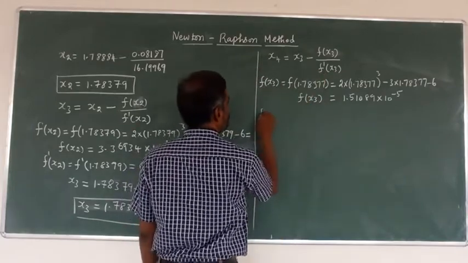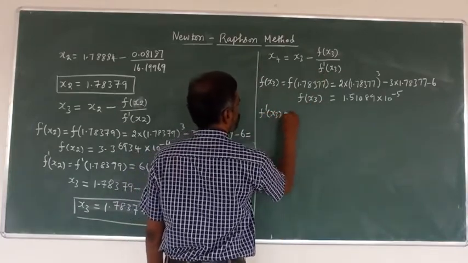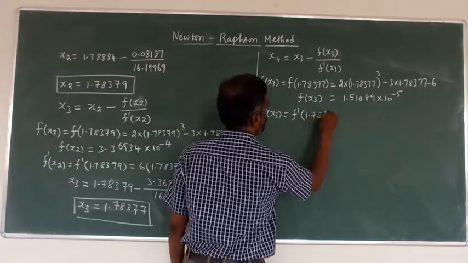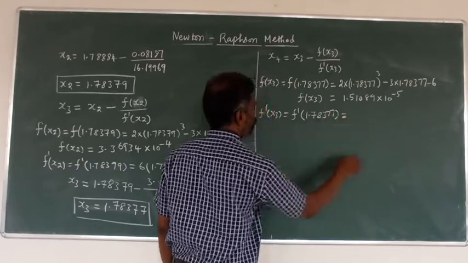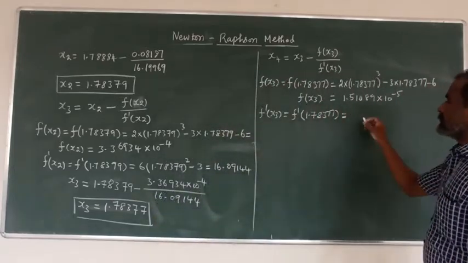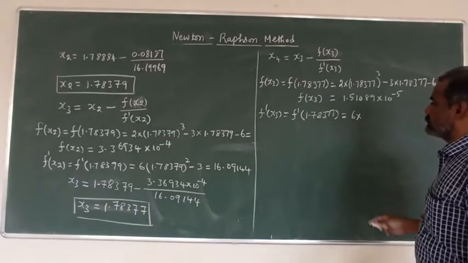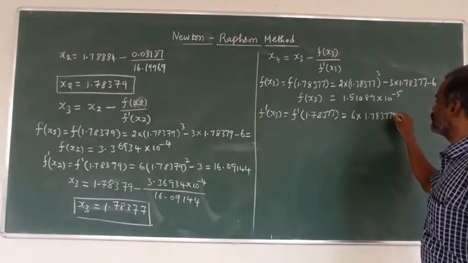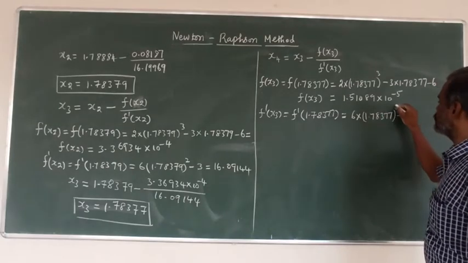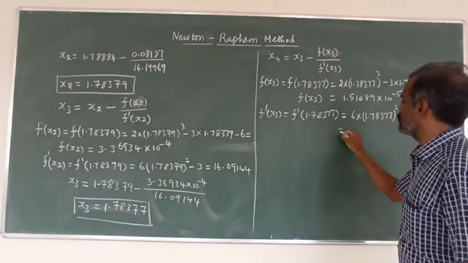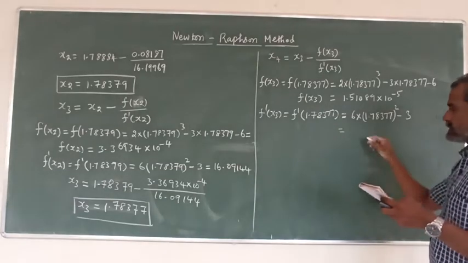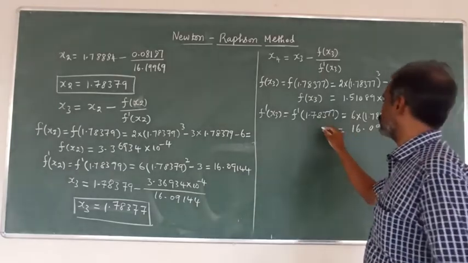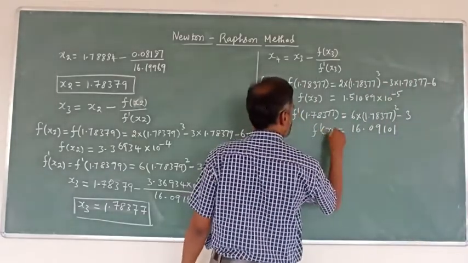Next, f dash x3 value 1.78377 equals 6 into x square 1.78377 square minus 3. Now simplify this one. You can get 16.09101. This is for f dash of x3.